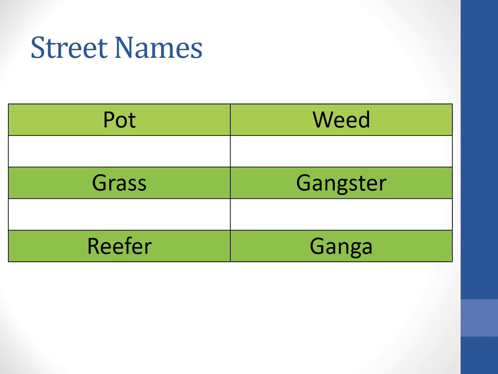This slide contains some common street names for marijuana. They include pot, weed, grass, gangster, reefer, and ganja.